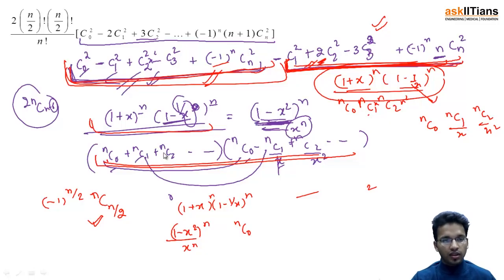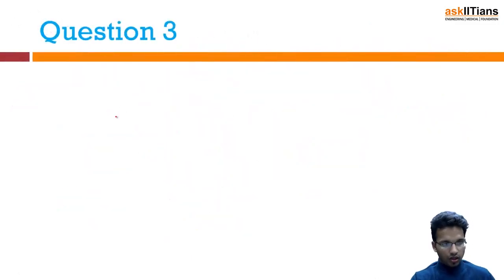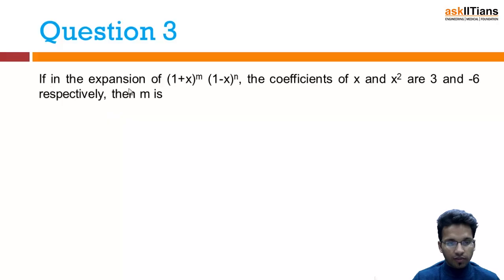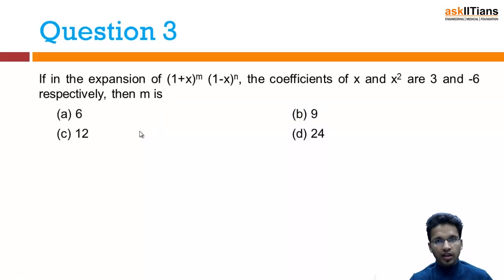Okay, let's move on to the next question. The question says, if in the expansion of (1 plus x) raised to power m into (1 minus x) raised to power n, the coefficients of x and x square are 3 and minus 6 respectively, then m is. Okay, now again this is a good question, similar to what we have done.